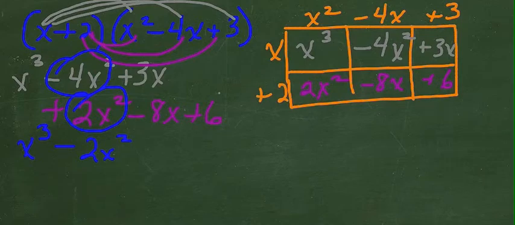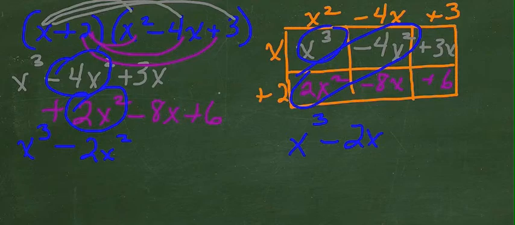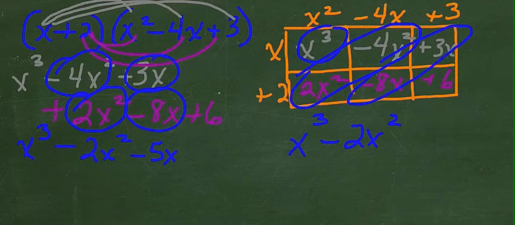Let's see if we can find the same thing in the box. There's our x to the third, and here's our 2x squared minus 4x squared. Next I have 3x minus 8x, which is negative 5x, and I can see the exact same thing in my box. And finally, we'll finish off with plus 6.